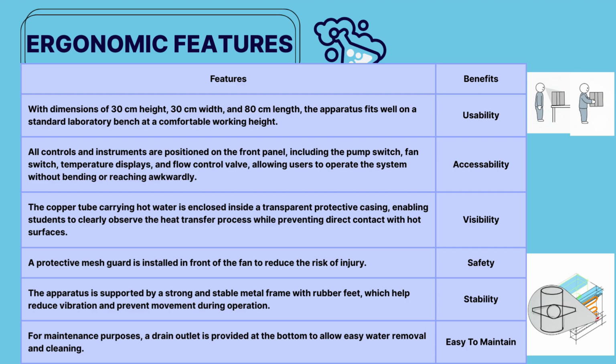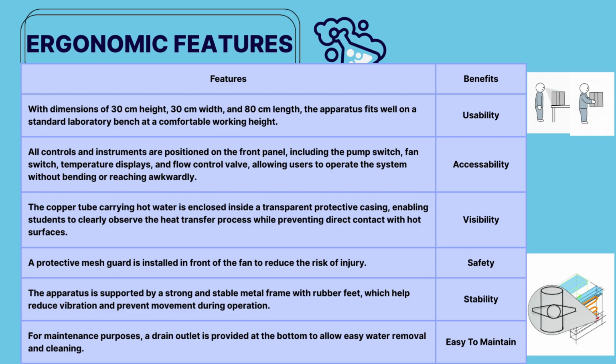The apparatus is designed with dimensions of 30 centimeters in height, 30 centimeters in width, and 80 centimeters in length. These dimensions allow it to fit comfortably on a standard laboratory bench. The height is suitable for users to operate while standing upright without excessive bending. So this reduces strain on the lower back and improves comfort during longer experiments. The compact width also ensures that it does not occupy too much workspace, allowing other equipment to be placed nearby if needed. Overall, the size makes the system practical and user-friendly in a laboratory environment.